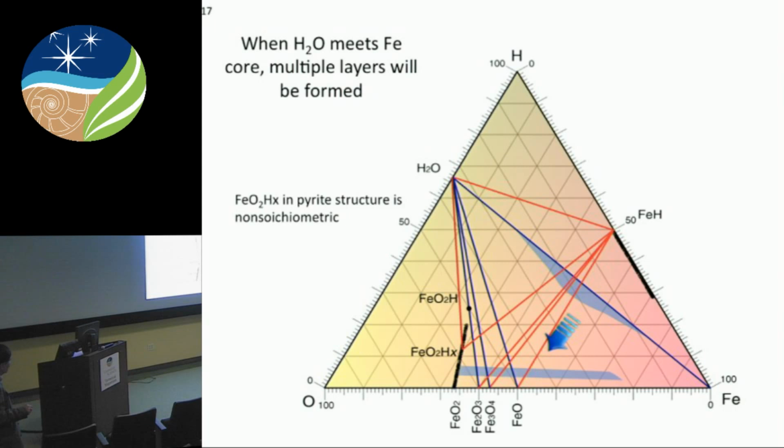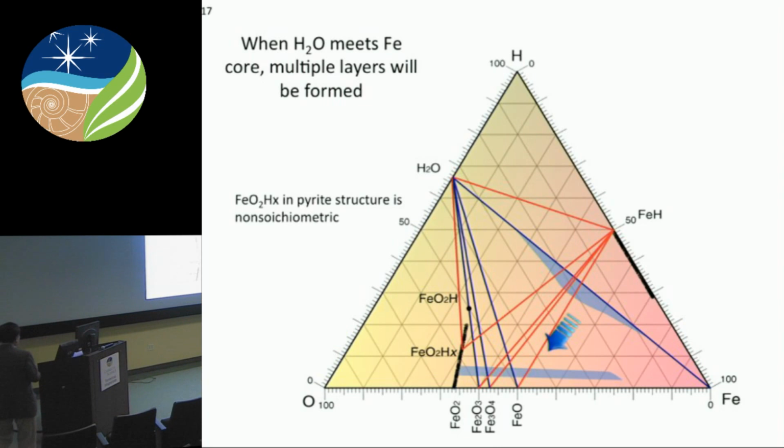Basically, this is all pyrite. The pyrite form of iron oxide and hydride is a stable phase at that condition. And if you start with water plus iron, the water will give out oxygen to oxidize iron. First it makes FeH plus FeO, then FeH plus Fe2O3. Then it continues to become more oxidized, eventually becoming this. So this is just a simple way of saying what this figure means.